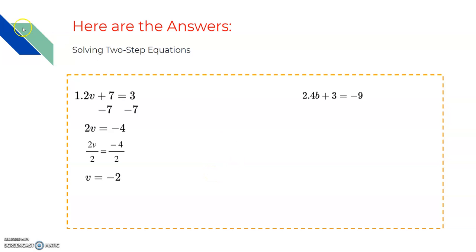For number 2, it's the same thing. We're solving two-step equations. We have 4b plus 3 equals minus 9. Again, this is not 2.4b, this is just question 2. That's 4b. So we have to subtract 3 from both sides. We have 4b equals minus 12. We're going to divide each side by 4, and then we get b equals minus 3.